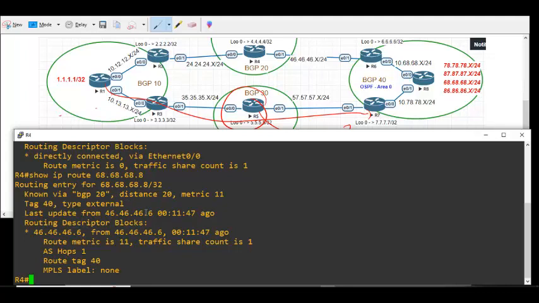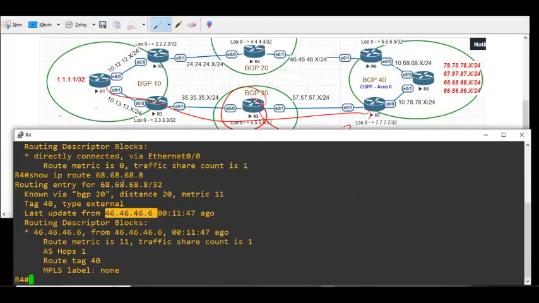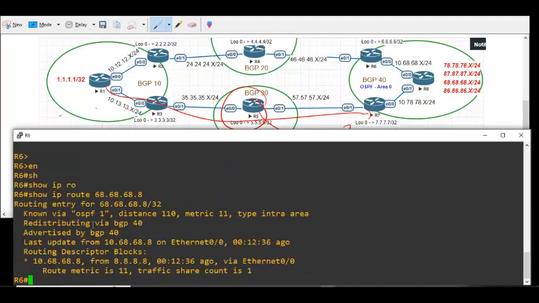Go to router 6. Show IP route. It says 68 is from router 8, and you have learned it through OSPF. Fine, it will send to router 8 now. Now go to router 8.